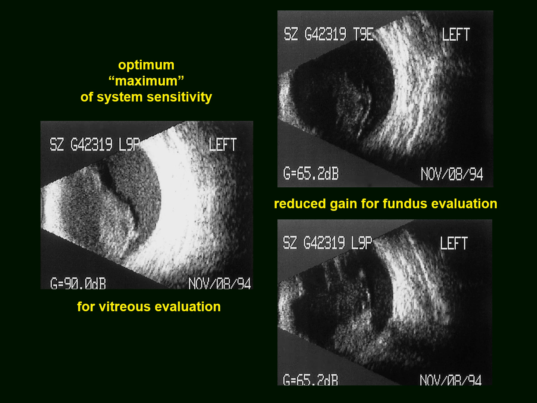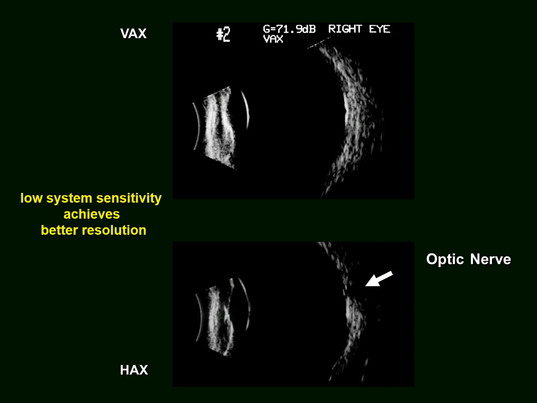It was a hemorrhagic macular degeneration. And when one reduces even further, one gets the chance to see very fine structures in the fundus, like here the fovea. So one always starts with optimum maximum system sensitivity and then reduces to the point where what one wants to look at, what one wants to see, is seen best.